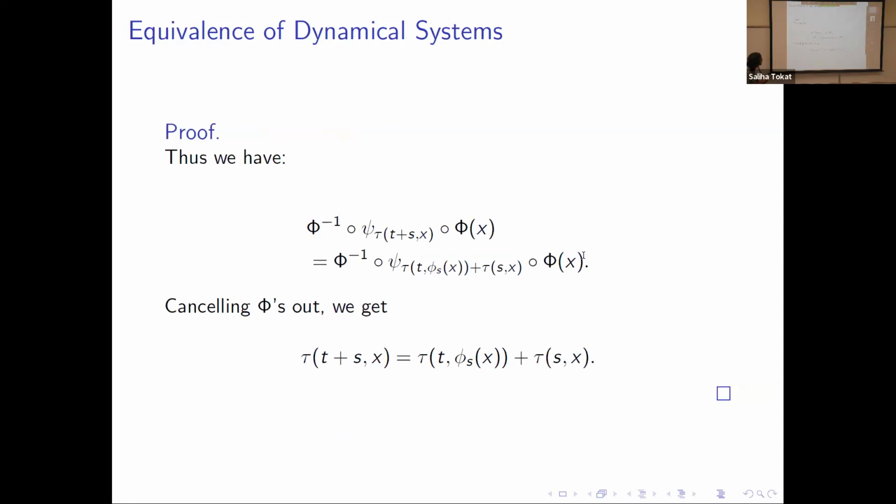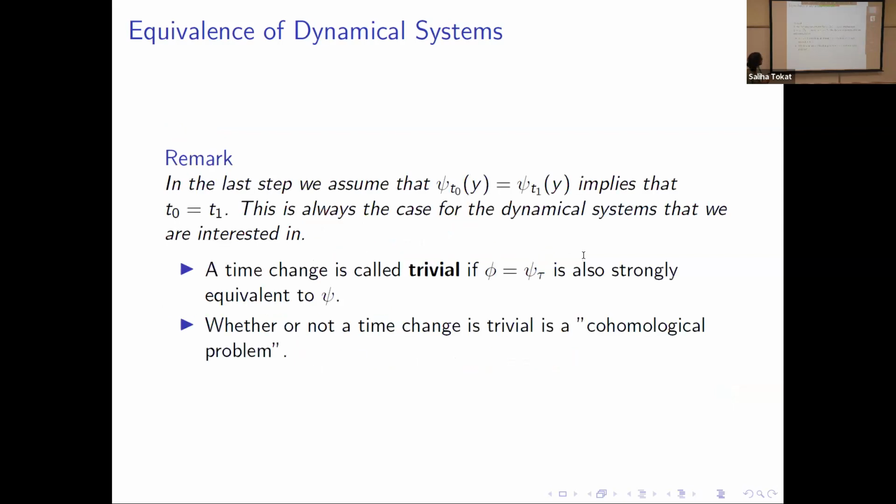On the left hand side, we have this. On the right hand side, we get this. By cancelling phi's out, we have psi_tau(s) equal to psi_(s plus another tau). So these tau must be equivalent. We assume this condition: if psi_t0(y) equals psi_t1(y), it implies that t0 must be equal to t1. This is always the case that we are interested in dynamical systems.